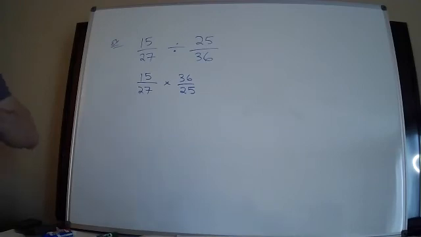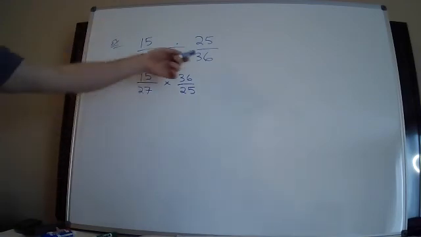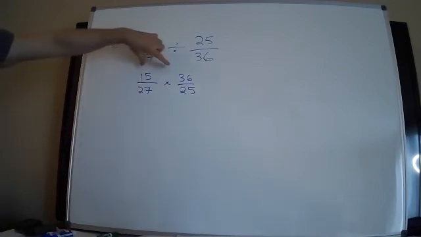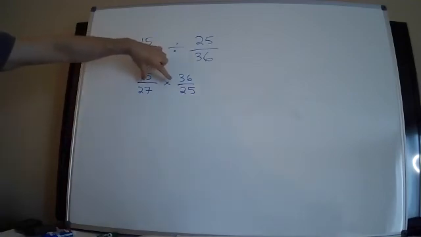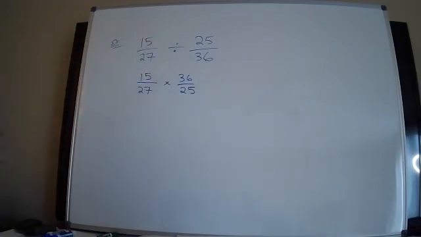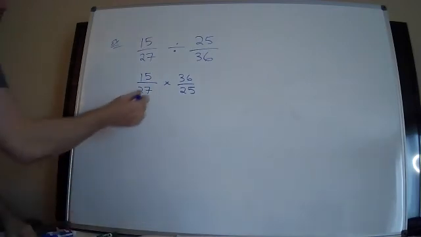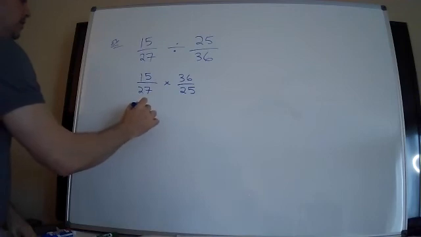We don't use those words in this class. All right. That is what it's called when you flip the thing over. You're taking the reciprocal. All right. So flip, switch, boom. Now again, don't just do 15 times 36 and 27 times 25. This is silly. You've got to make the bottoms the same. That's addition. So again, you can do 15 as 5 times 3.